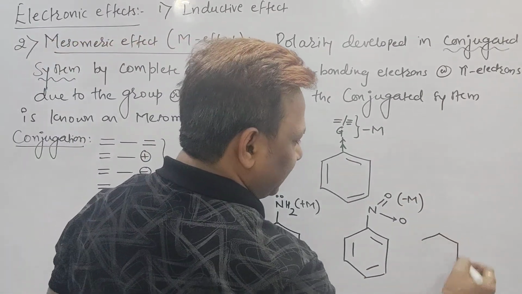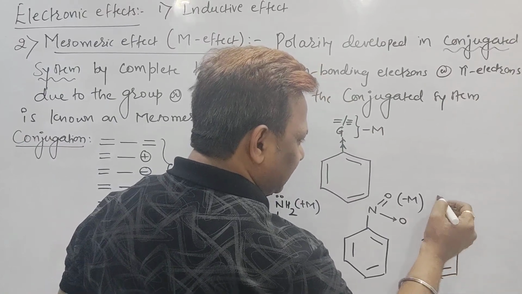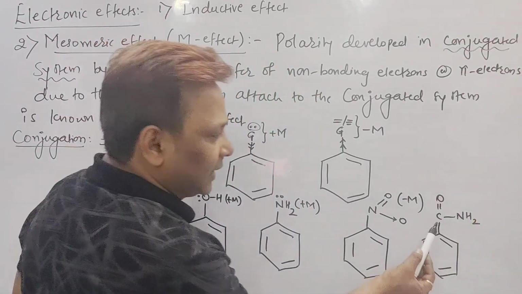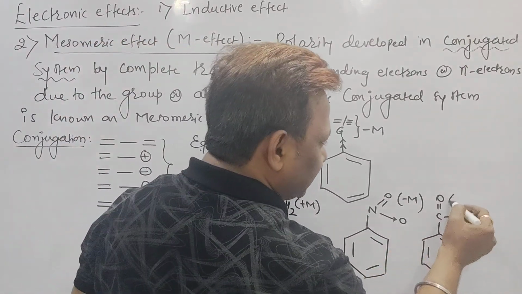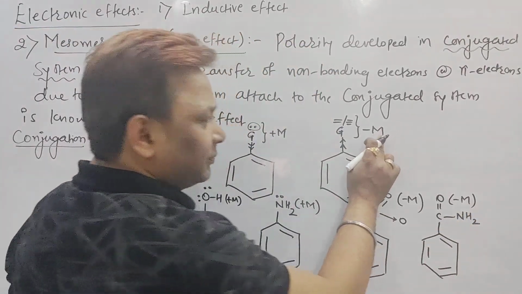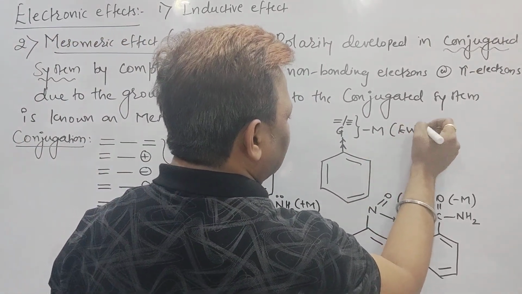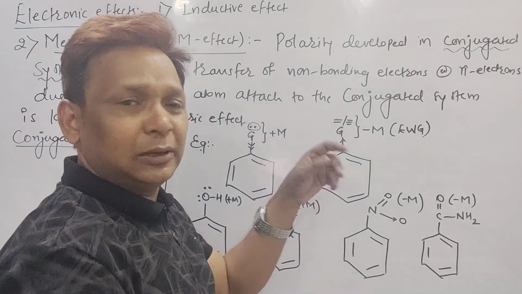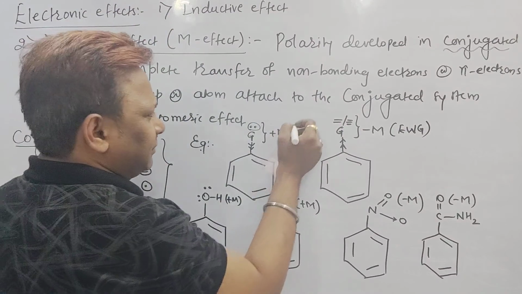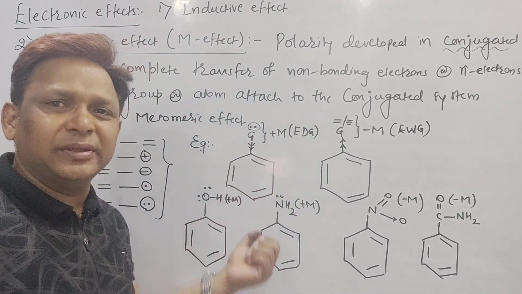Same way, it is a benzene ring or conjugated system attached with the C double bond O, NH2. Since this atom has a double bond, that means it will also have a minus M effect. Minus M effect means negative mesomeric effect. It acts as an electron withdrawing group. I repeat, it acts as an electron withdrawing group, meaning it withdraws electrons from the benzene ring. Plus M is an electron donating group, meaning it gives electrons to the benzene ring.